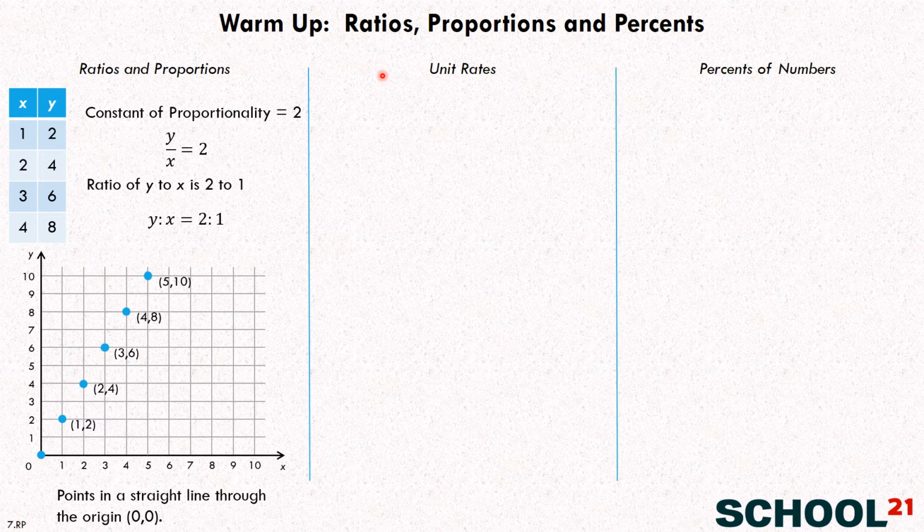Now let's talk about unit rates. So let's talk about this problem here. Mylene runs 7 miles in 35 minutes. What's her unit rate in minutes per mile? So how would you set this up to find minutes per mile? What fraction would you create?